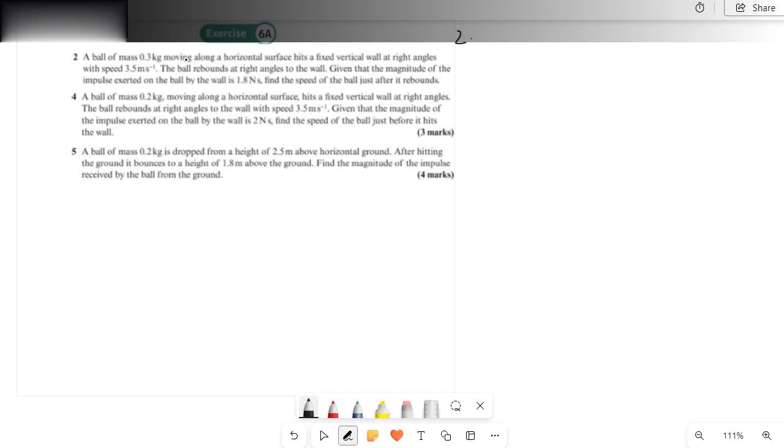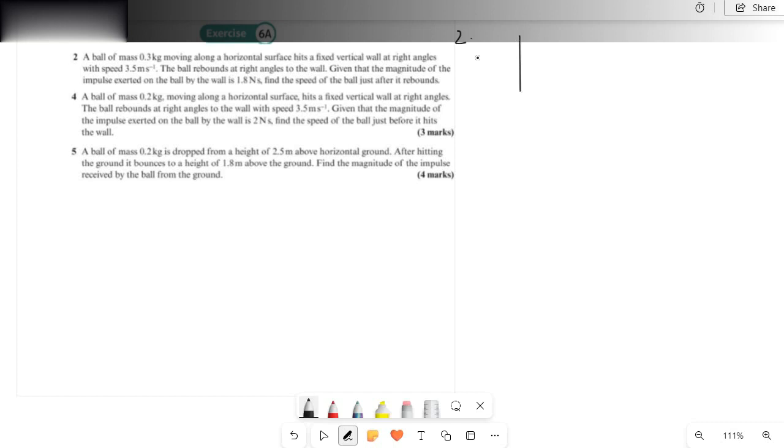For exercise 6A, number 2, a ball of mass 0.3 kg moving along a horizontal surface hits a fixed vertical wall at right angles with speed 3.5 meters per second. The ball rebounds at right angles to the wall. Given that the magnitude of the impulse exerted on the ball by the wall is 1.8 Newton seconds, find the speed of the ball just after it rebounds. So first, let's draw the scenario.